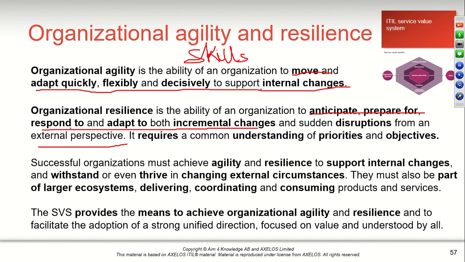That is organizational agility. Organizational resilience deals more with responding to external disruptions, and that means the company is able to anticipate and prepare for them. You are able to respond and adapt to that as well. So, for a company to be successful, you must have both agility and resilience that can support your internal changes and withstand or thrive in changing external circumstances, as the case may be. With a good service value system in place, an organization can achieve both agility and resilience.